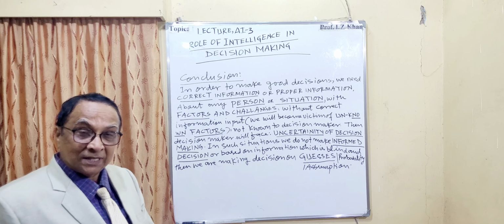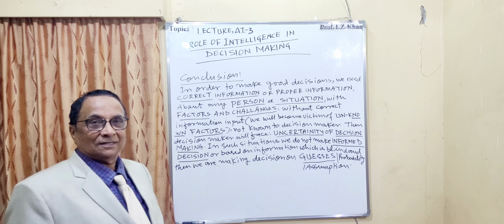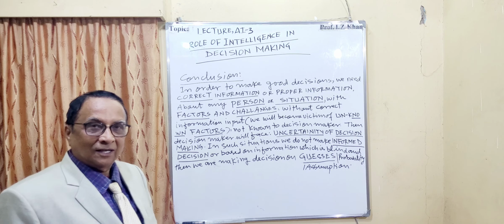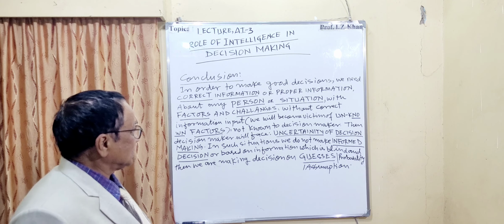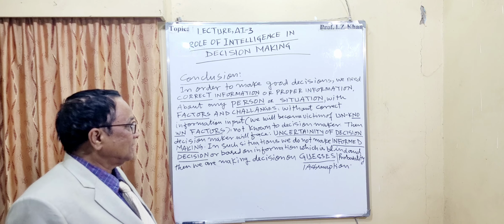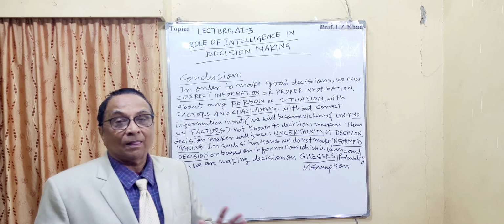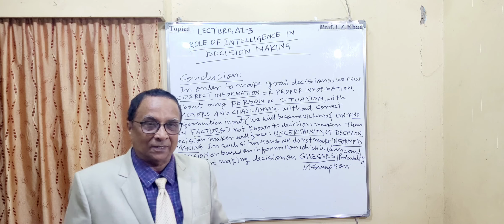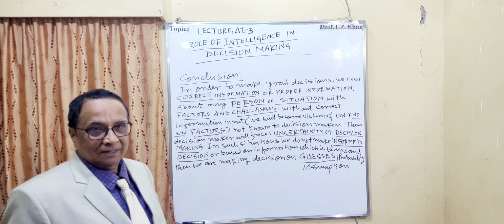So correct information combined with previous experience will allow you to make the correct decision where the risk factor will be very low. That is uncertainty of decision making. In such situations, we do not make an informed decision. The decision we make without proper or correct information is called decision without information, a decision which is not an informed decision.